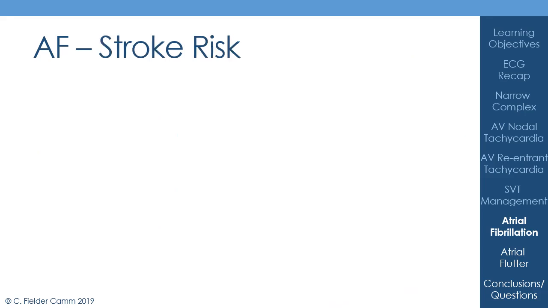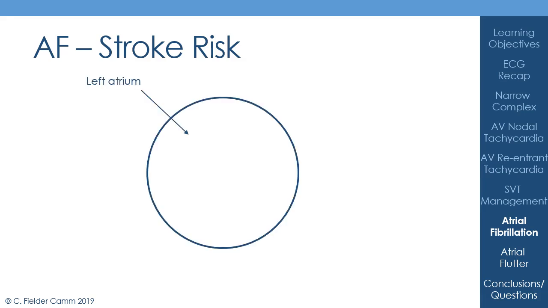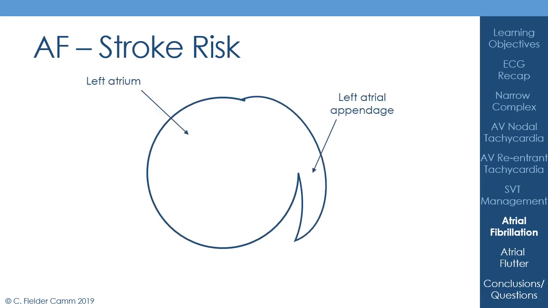Okay, so let's briefly talk about atrial fibrillation stroke risk. So here's our left atrium. And importantly, we have a left atrial appendage, which sort of is the appendix of the left atrium. It comes off one of the surfaces here, and it's a little blind-ended tube. And being that shape, it ends up having relatively limited blood flow at its distal end.